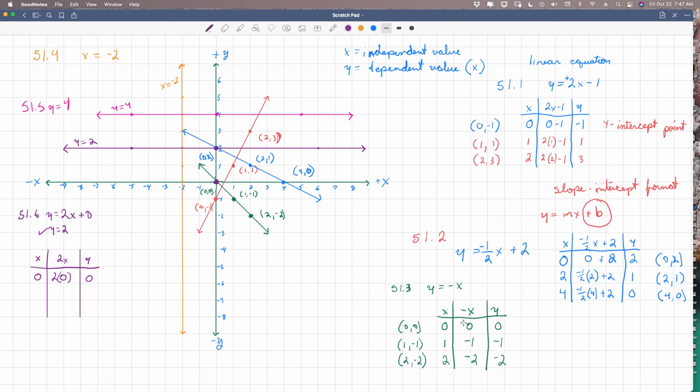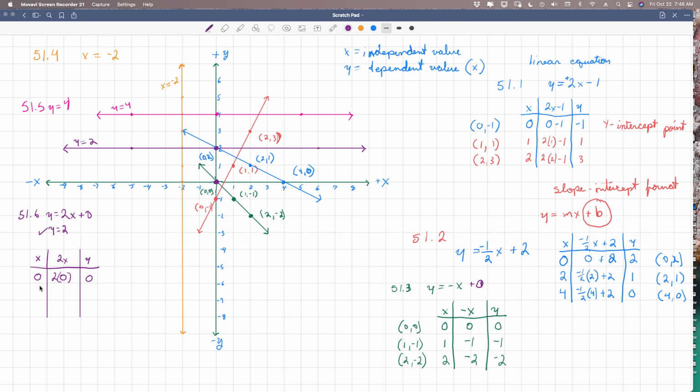Just like here. We could have said plus 0 here, and it would have been true. Whatever x is, y would have been 0. It doesn't change it to add nothing. But it does help you to see your first point of 0, 0 when there is no b value in your linear equation.